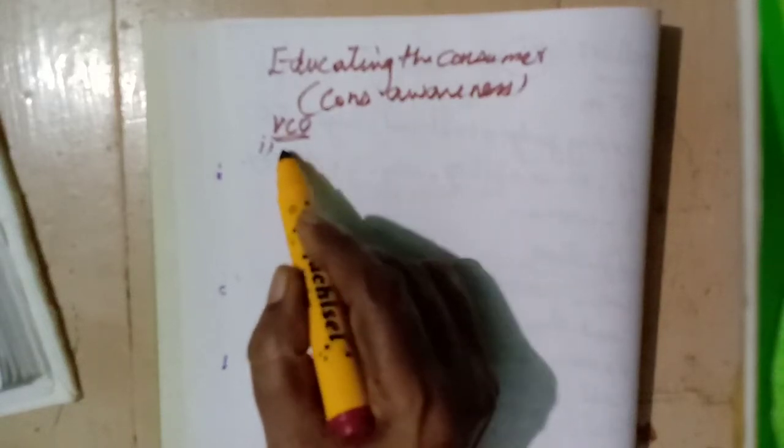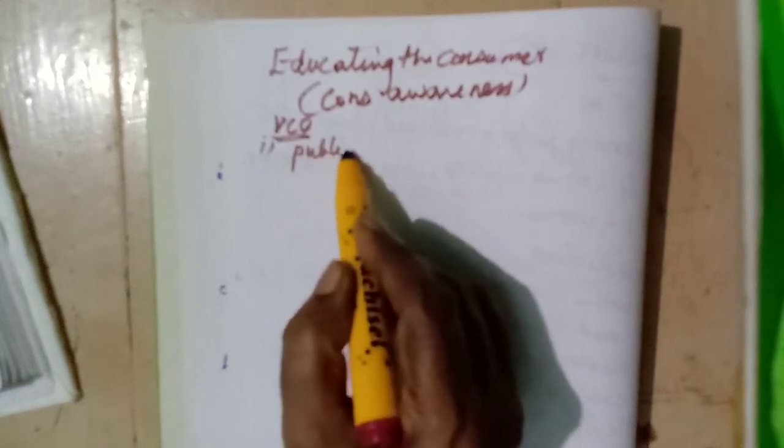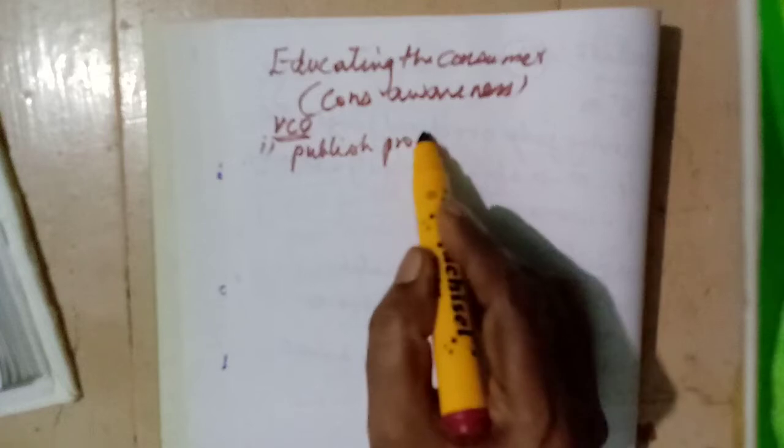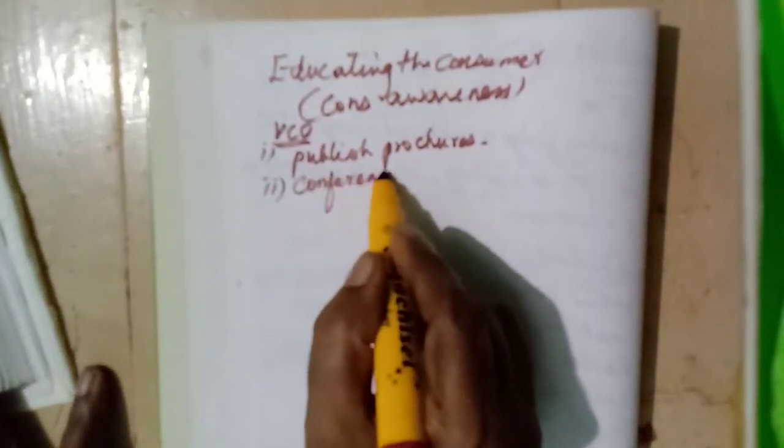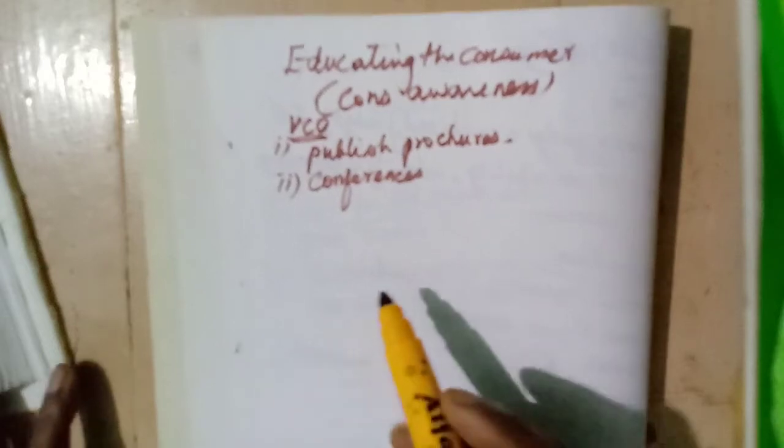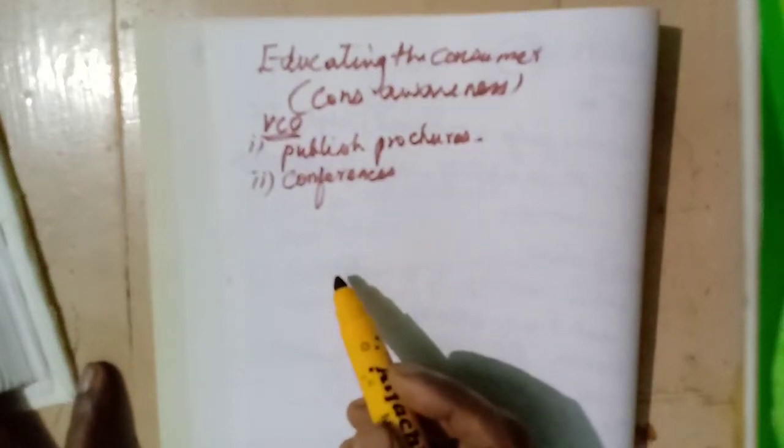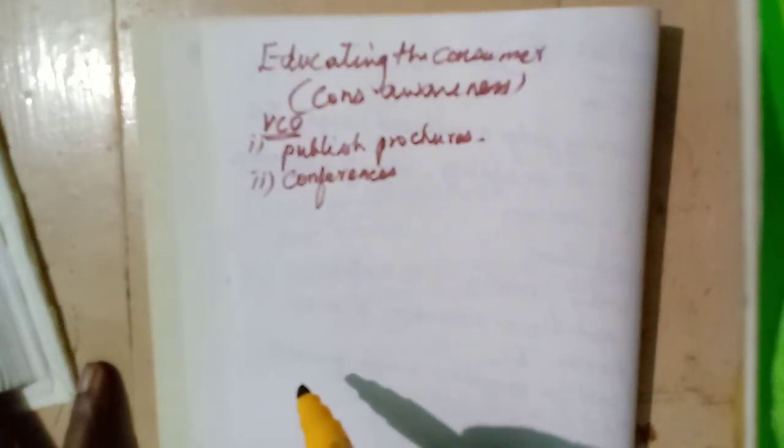Often they will publish some journals or brochures. They will supply some journals or brochures or any other papers. Notices they may issue or publish. Otherwise they may arrange some conference, seminar or workshop for the consumers or for the voluntary consumer organizations. Then they will help the consumers to help themselves.